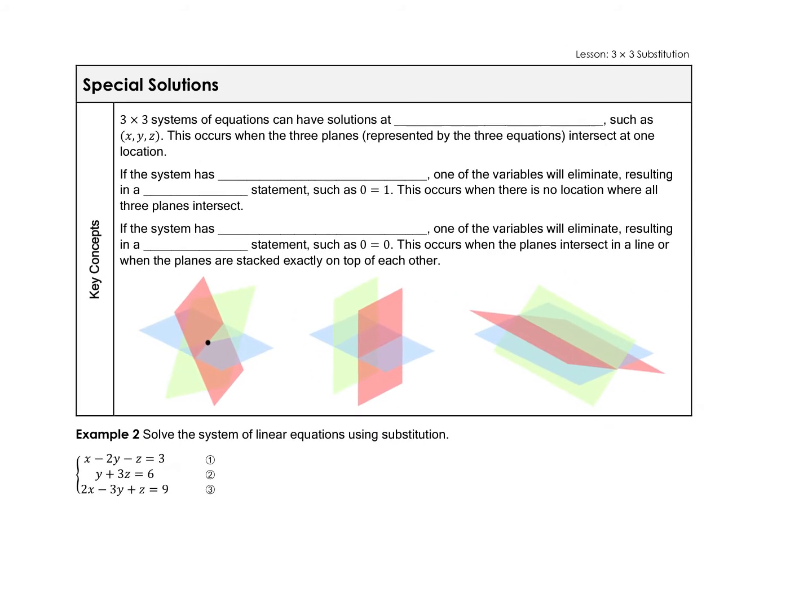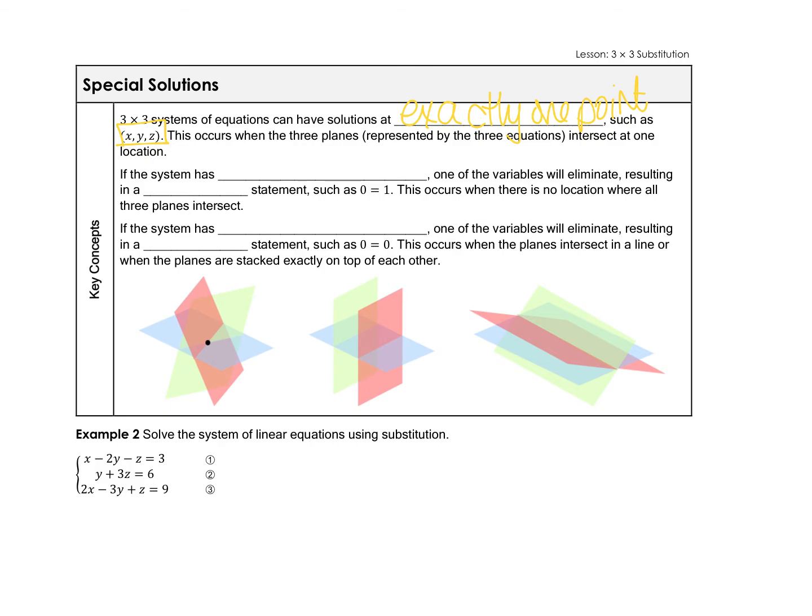Okay, so the back, these are special solutions. Sometimes we're not going to be able to get that ordered triple. It says 3 by 3 systems of equations can have solutions at exactly 1 point, such as an x, y, z ordered triple. This occurs when the 3 planes represented by your 3 equations intersect at one location. Remember, on a 2 by 2, it was the point that they had in common. Same thing here. The z-axis is 3-dimensional. That's what you see in this picture.